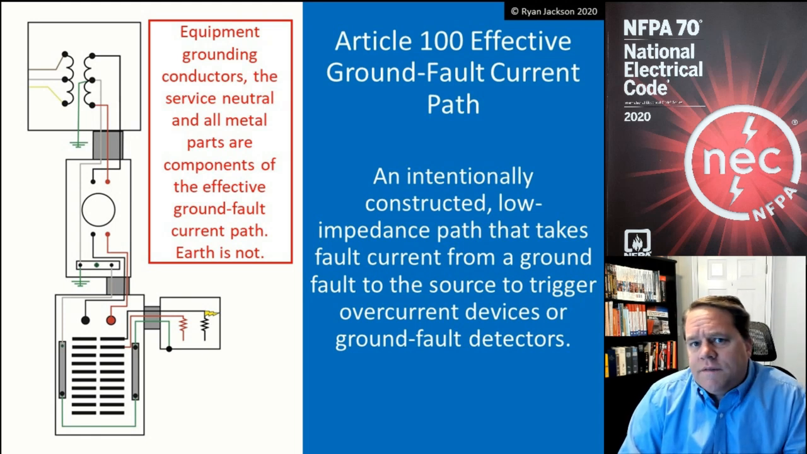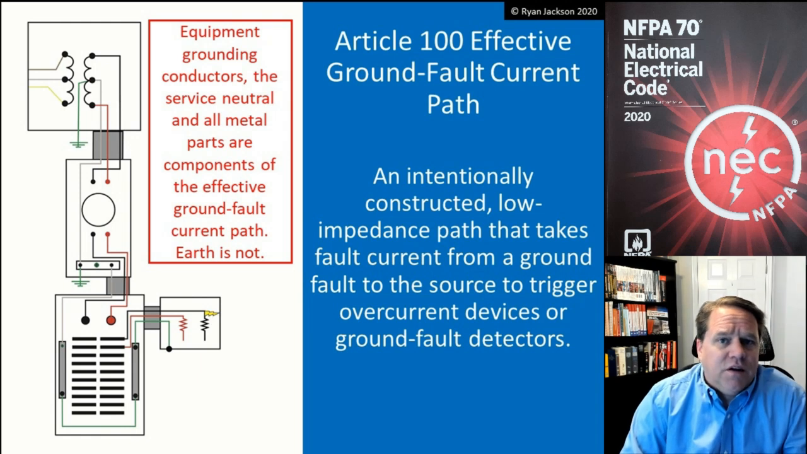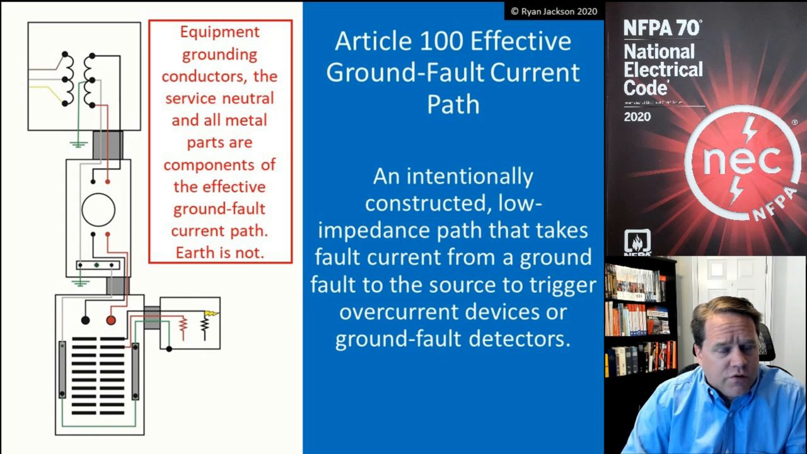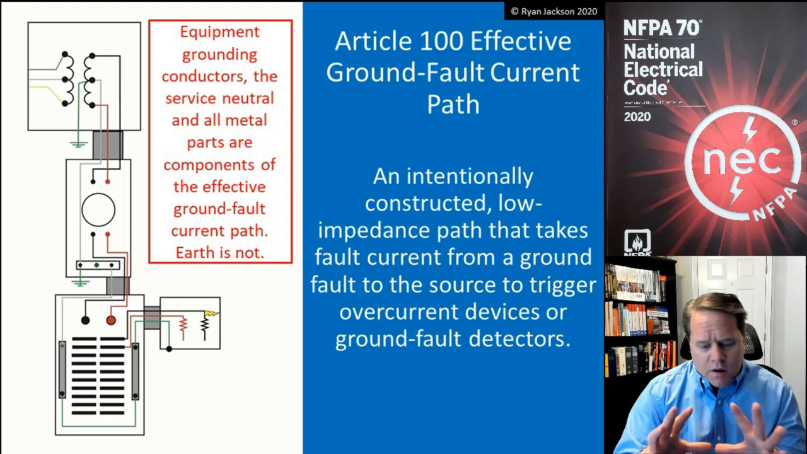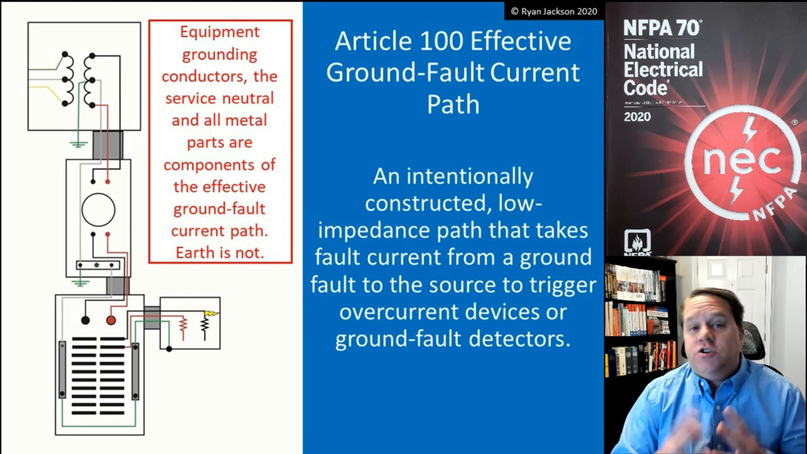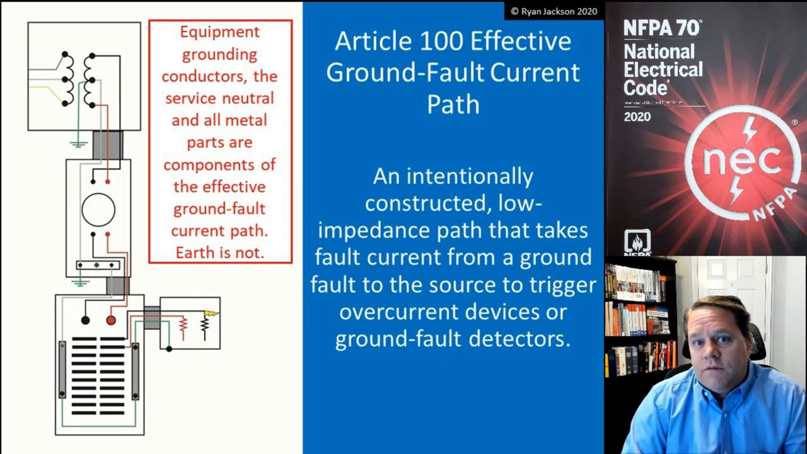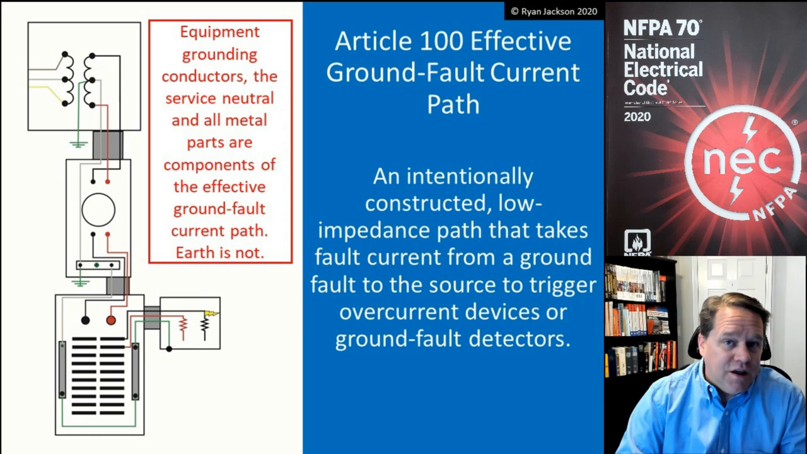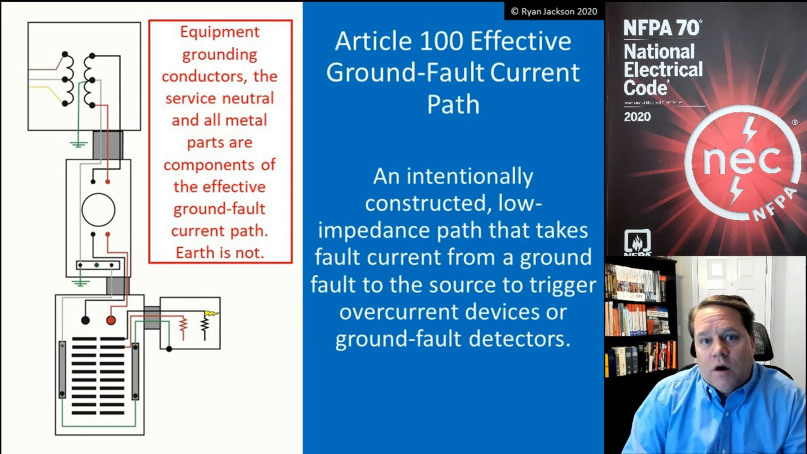Article 100 has the definition of effective ground fault current path. Now, this used to be defined in Article 250, but because we use it in more than just Article 250, they put it in Article 100 a couple of code cycles ago. An effective ground fault current path really is the objective of Article 250. Why do we comply with Article 250? Well, mainly to create an effective ground fault current path.